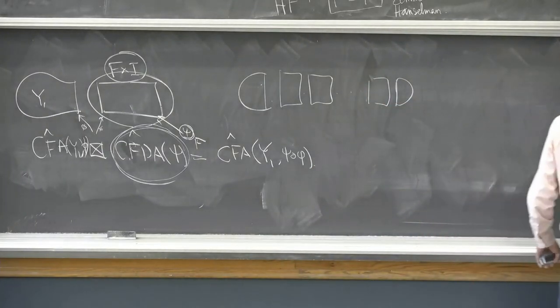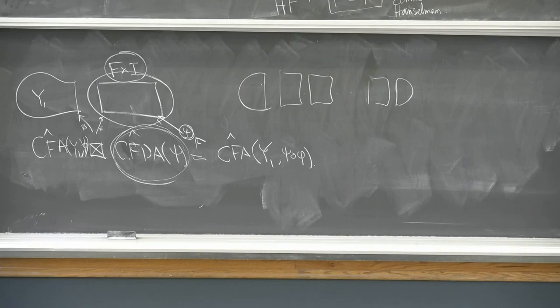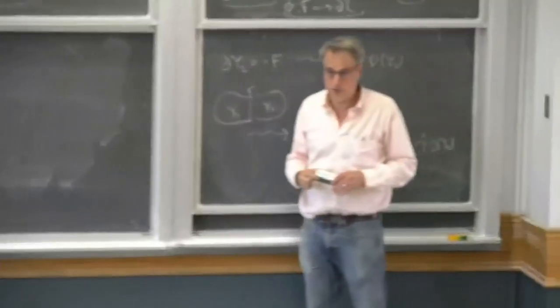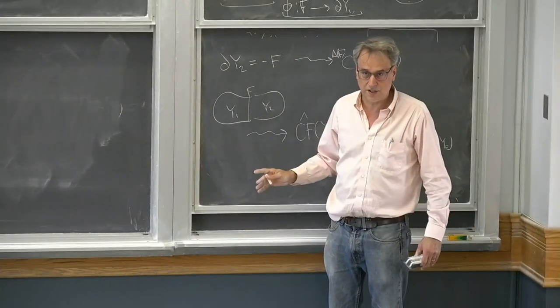Okay, so this, however, is no longer a DGA. For the minus case, this is an A-infinity algebra, and in fact, it's more than an A-infinity algebra. It's what we call a weighted A-infinity algebra. Any questions? I'm going to define these algebraic objects shortly. Any questions before I start doing them?